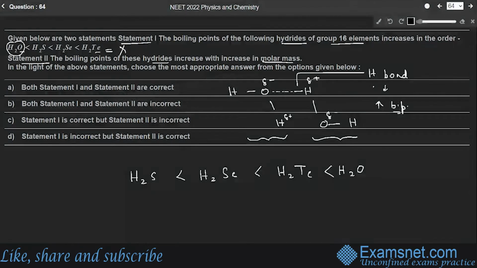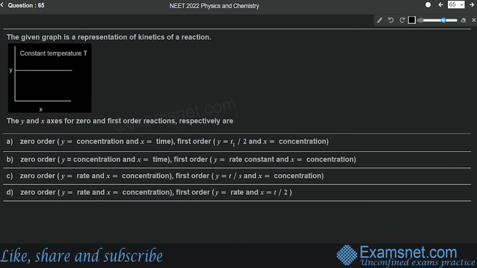So this is the correct sequence here, and the reason is also incorrect because other than molar mass, the hydrogen bond is also the reason for the correct sequence here. So out of the given options, option B will be correct. Both statement 1 and 2 are incorrect. I am also mentioning the boiling points of each one of them. Water has the boiling point of 373 Kelvin. Then hydrogen telluride 269 Kelvin. Then hydrogen selenide 232 Kelvin, and hydrogen sulfide has 213 Kelvin.